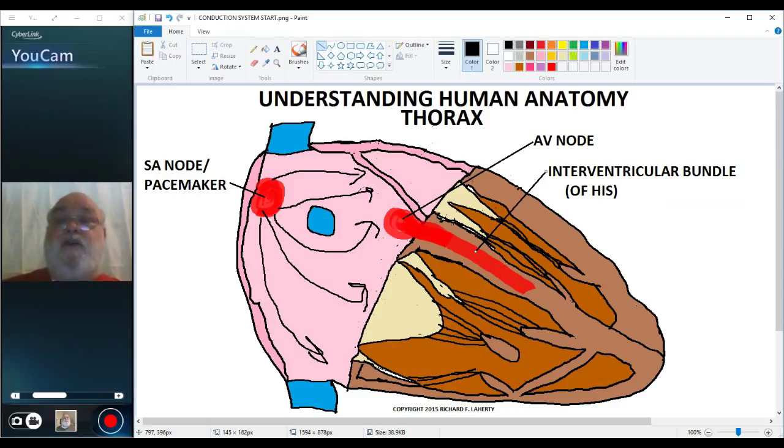The AV node and its connection to the interventricular bundle is the only pathway from the atrium to the ventricle for an impulse, for an action potential. So action potentials that come over to the other edges, any other place, there's no connection muscle to muscle so that the impulse can spread. Only this one place.